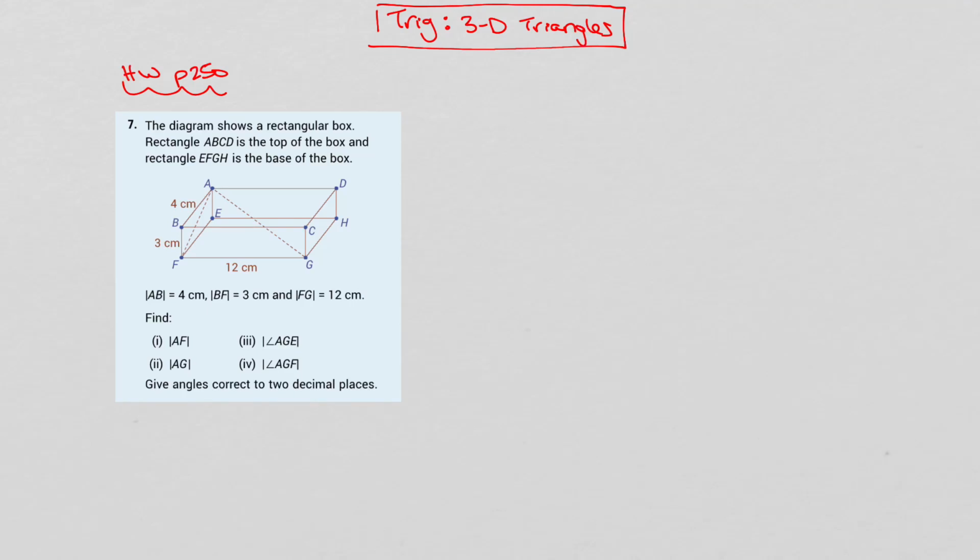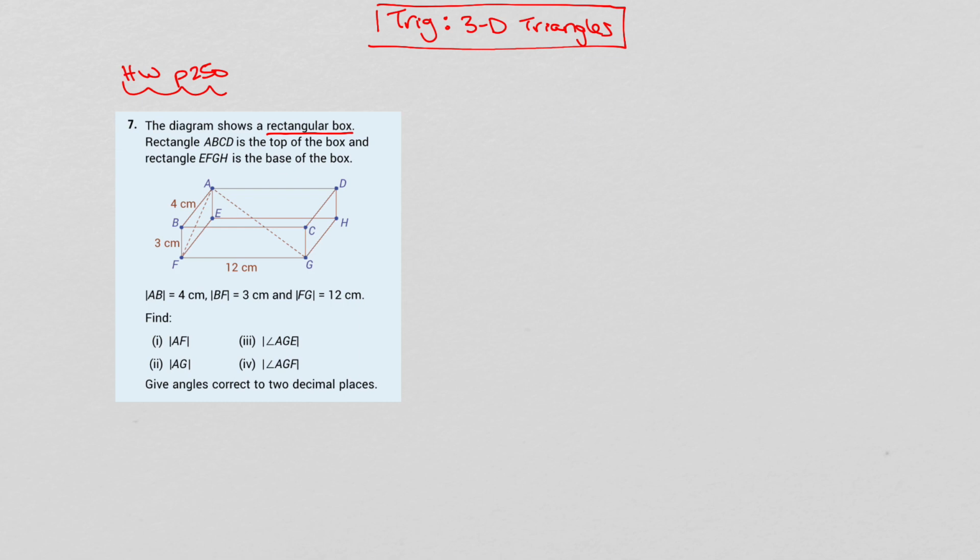Trig 3D triangles. Homework, page 250, question 7. So here we're told we have a rectangular box and ABCD is the top of the box and EFGH is the base of the box.